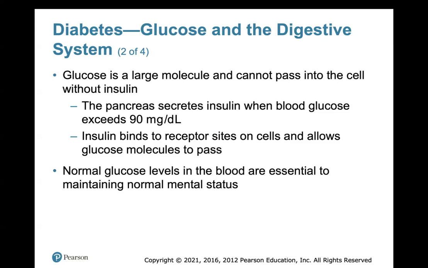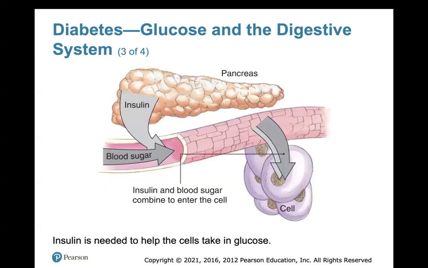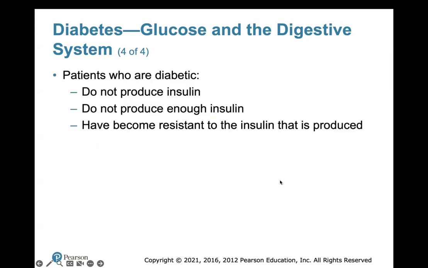If glucose gets too low, the patient can become altered. If it gets too high, the patient can become altered. So there's a good little graphic showing that. There's your insulin binding to your cells, allowing the glucose to enter the cells from the bloodstream to be carried throughout the body.